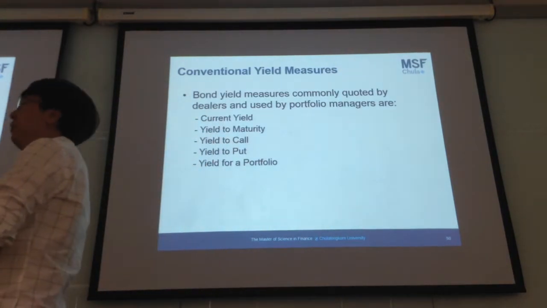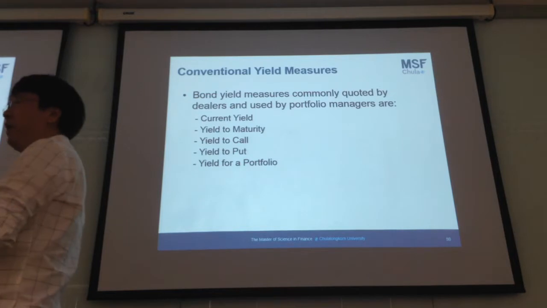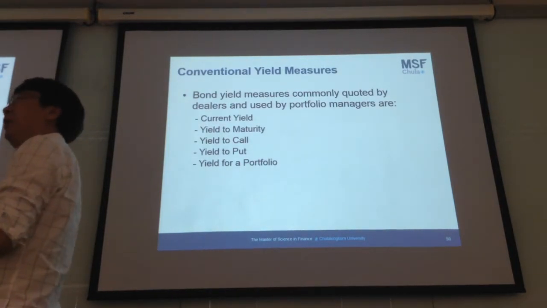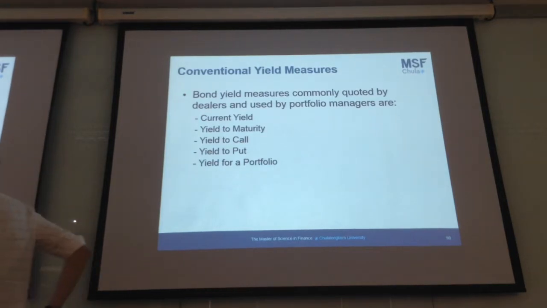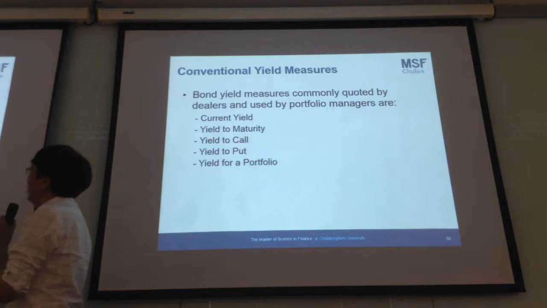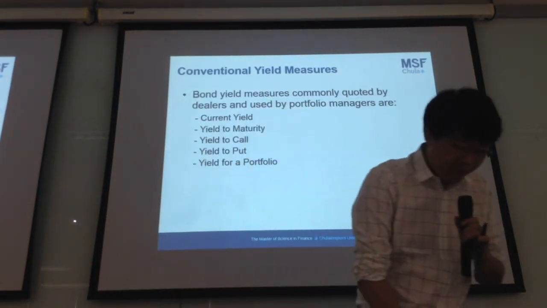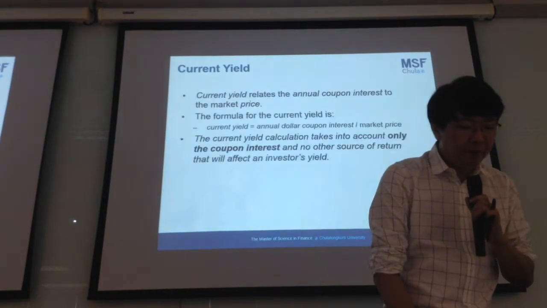The current yield, okay, we have some definitions of the yield. Yield, as I mentioned, represents the return, normally used for investing in a bond or fixed income security. Current yield, yield to maturity, yield to call, yield to put, yield for portfolio. Let's start from the first one.